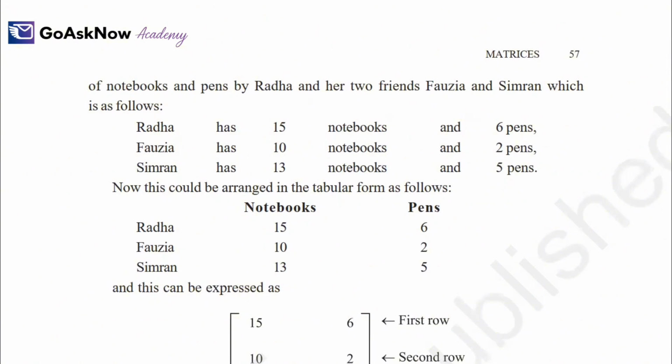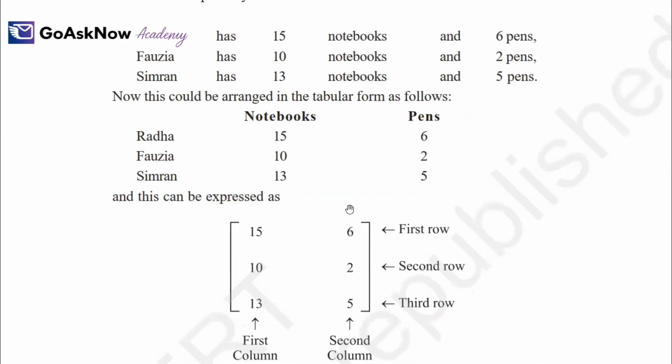So if we have more than one person, then we can also express it in an array or arrangement of numbers. Radha has 15 notebooks and 6 pens, Fauziya has 10 notebooks and 2 pens, and Simran has 13 notebooks and 5 pens. This can be arranged in tabular form, that is, array form. First is for Radha, the notebooks and pens. For Fauziya, the notebooks and pens will be written there. And for Simran also, the notebooks and pens will be written in the next array.